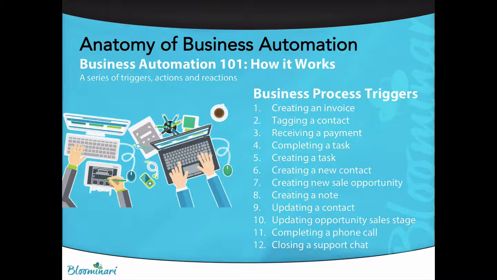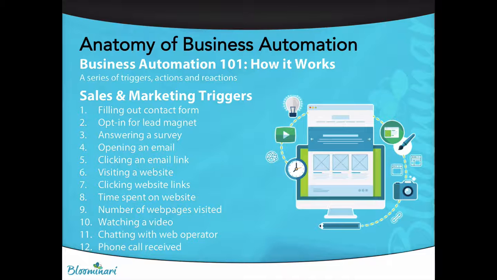And another last example, the trigger could be closing a support chat. So that when a user is chatting with your sales agent or your tech support agent and they close the chat, we can make something else happen, such as sending an email to that person. So that's everything related to business process triggers. And again, this is not a finite list, but just 12 examples.